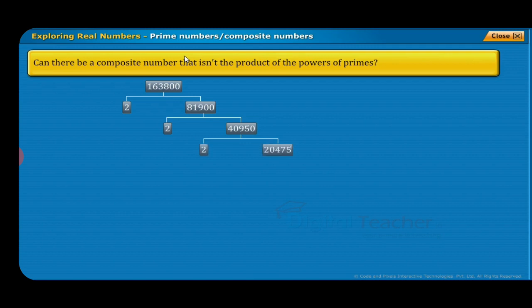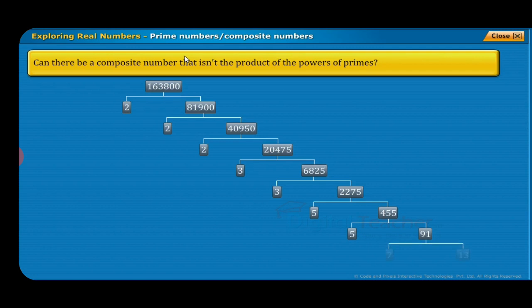20475 can be written as 3 into 6825. 6825 can be written as 3 into 2275. 2275 can be written as 5 into 455. 455 can be written as 5 into 91. And 91 can be written as 7 into 13. Here is the factorization of 163800 as shown. Therefore, when we write the above terms in terms of product of powers of primes, we obtain as shown.